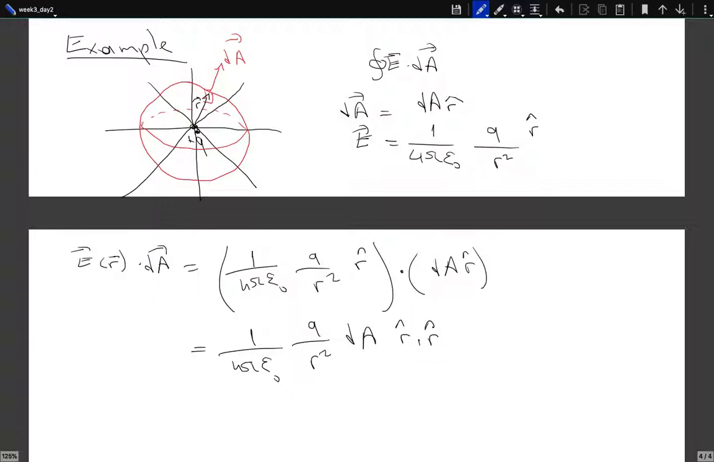It's just 1. Their magnitudes are 1, and the angle between them is 0. So 1 times cosine 0, which is also 1. This is 1. So E dot dA for that very small segment is 1 over 4 pi epsilon 0 times q over r squared times dA.